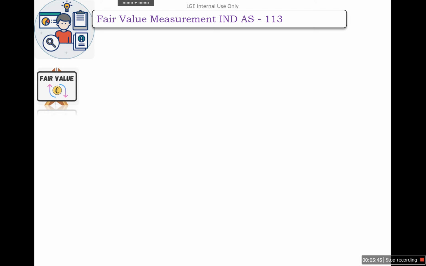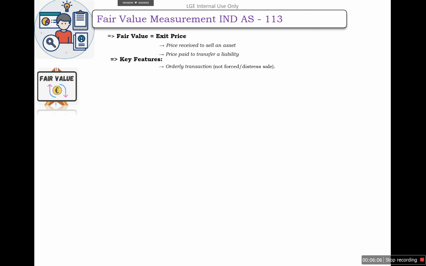the assets or liabilities. So when we discuss the fair value, it is the exit price, the price that we will receive by selling the asset or the price that we have to pay to transfer the liability to a third party. So the key features of the fair value are that it should be an ordinary transaction. It should not be a forced transaction. It should not be a distressed sale. And it should be between the market participants. So it should not be with the related party.